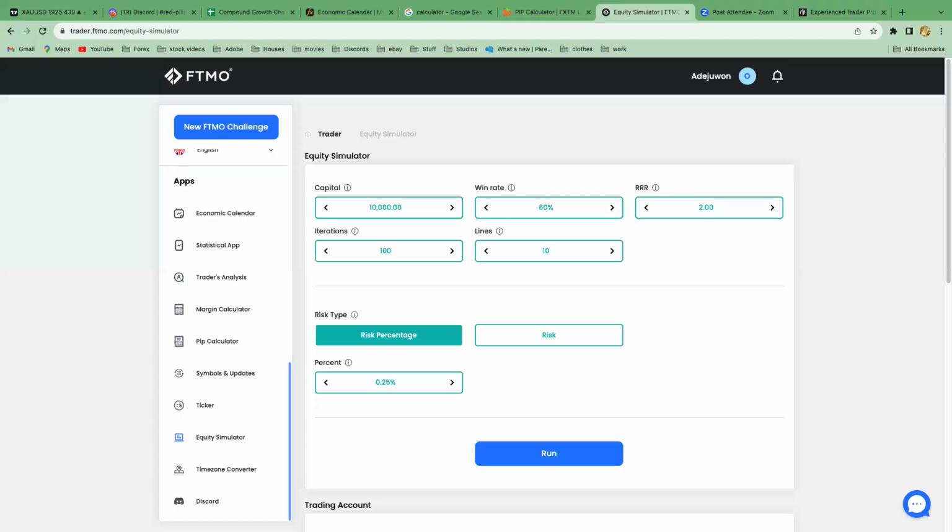Let's go. Let me share my screen. Okay, you should be able to see my screen in a second. Can you see my screen, people?